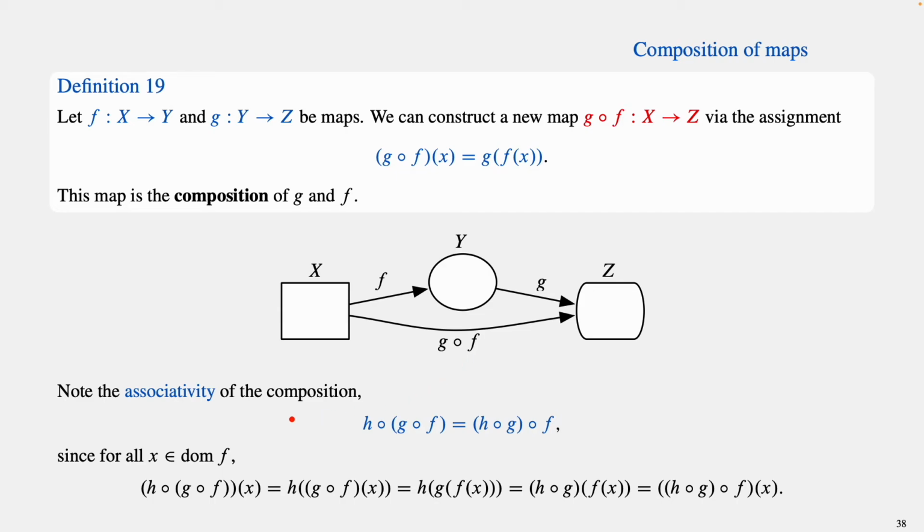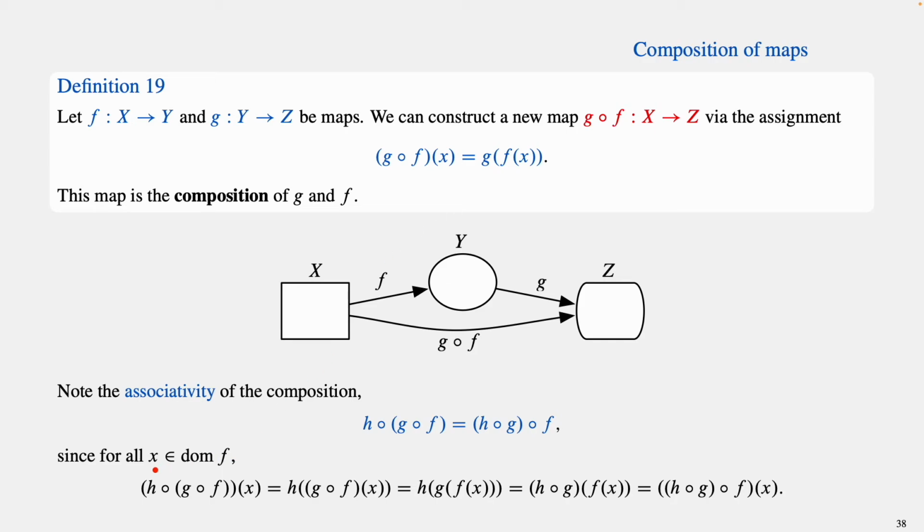An important property of this composition is the associativity. So if I have three maps that I compose, assuming they all go from certain sets to other sets so that it's even possible to compose them, then the composition of h with the composition of g and f is the same as the composition of the composition of h and g with f. And to see this, well, we simply apply the definition a few times.